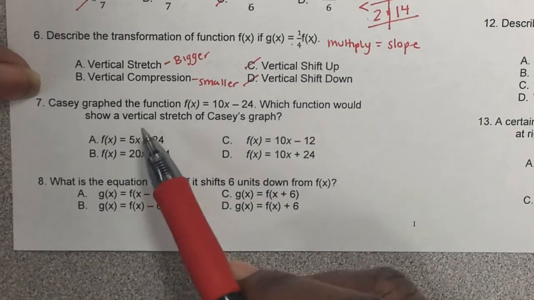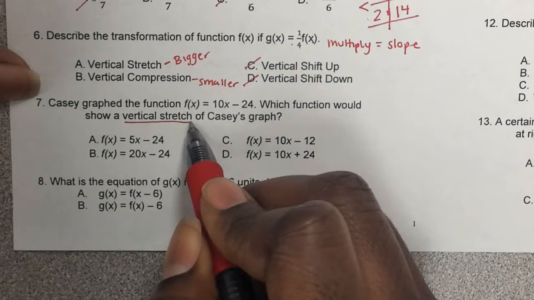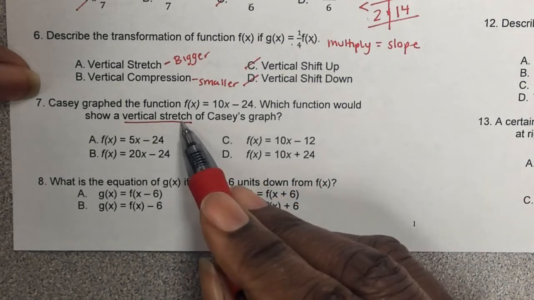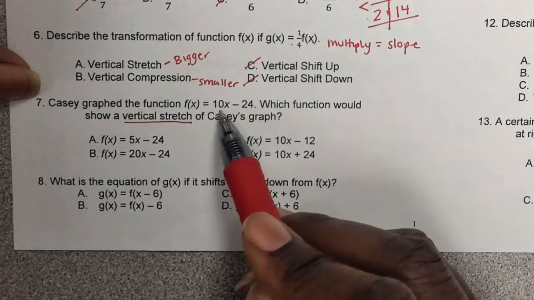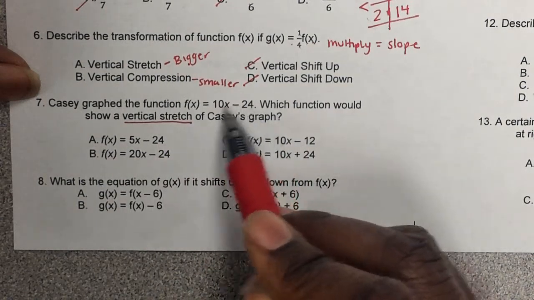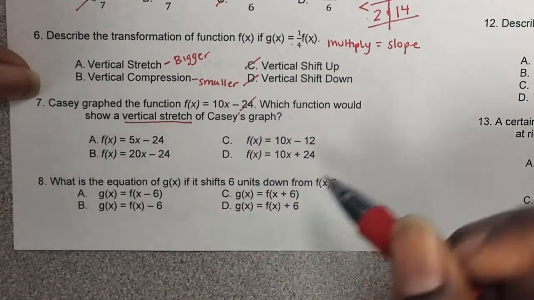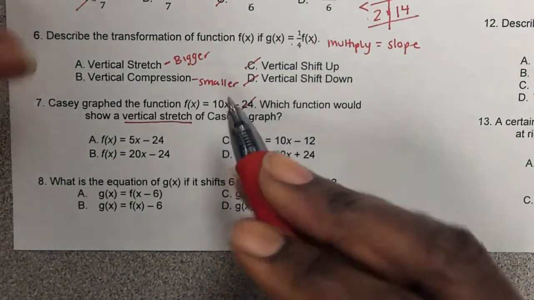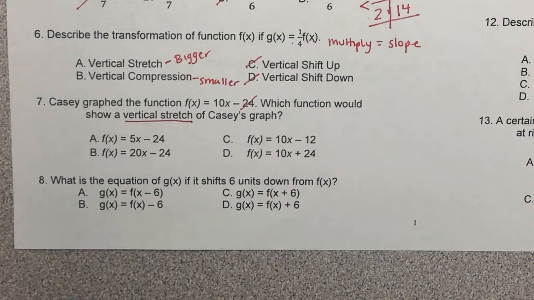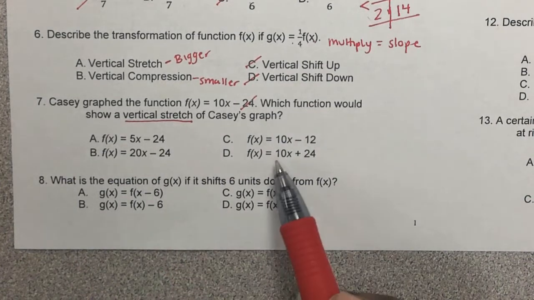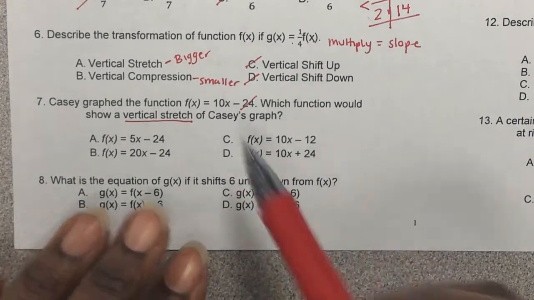Which function would show a vertical stretch of Casey's graph? Stretch means, we just said it here, stretch means it needs to be bigger. What needs to be bigger? I don't care about that, I care about that. It needs to be bigger than 10x. The new slope needs to be bigger than 10x. Which one of these has a slope that is bigger than 10x?